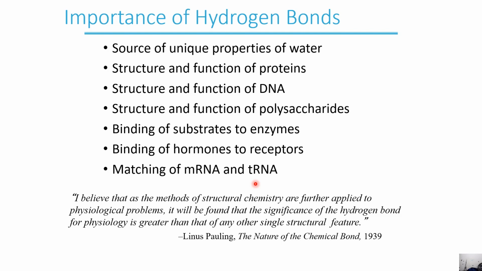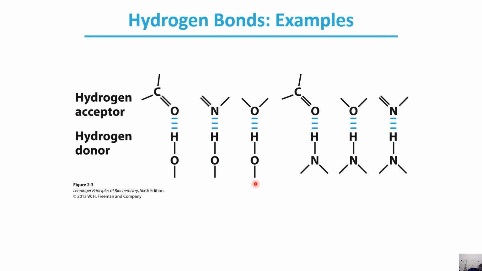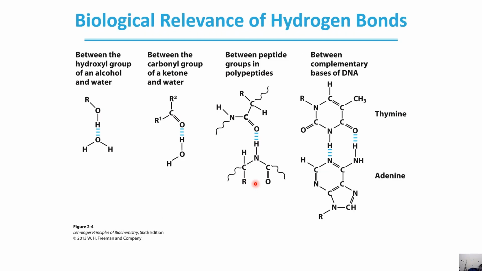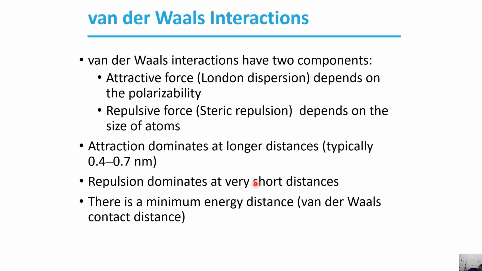So the importance of hydrogen bonds: they are the source of the unique properties of water, the structure and function of proteins, structure and function of DNA, structure and function of polysaccharides, binding of substrates to enzymes, binding of hormones to receptors, matching of mRNA and tRNA. In all of these, the importance of hydrogen bonds is very visible. So these are examples of hydrogen bonds. So what is the biological relevance of hydrogen bonds? It can be between the hydroxyl group of an alcohol and water, between the carbonyl group of a ketone and water, between peptide groups in polypeptides, between complementary bases of DNA.